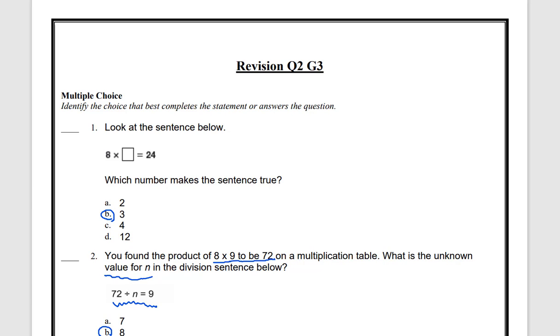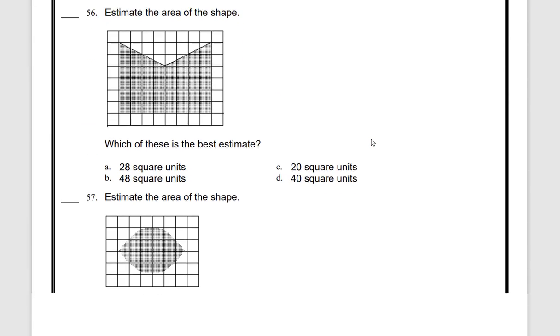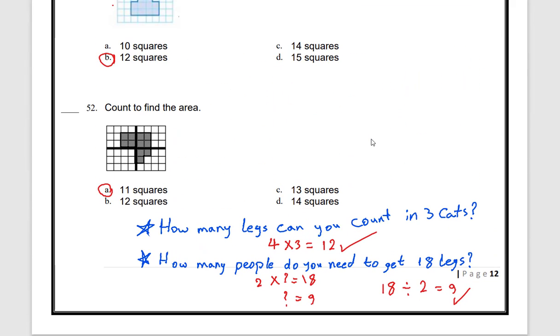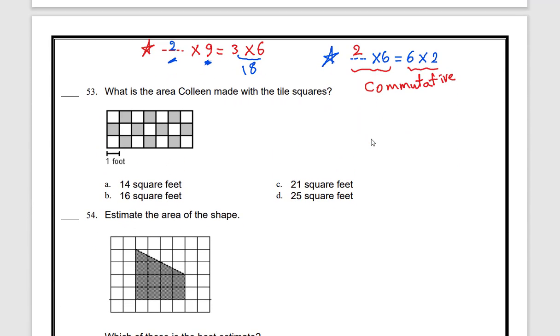Today we'll continue with the revision sheet, and we'll move down. As you can see here, we reached question 53. We solved question 52 yesterday, so today we'll start with question 53.